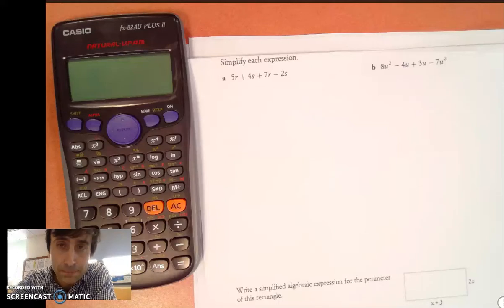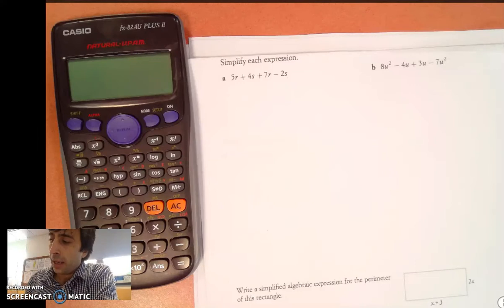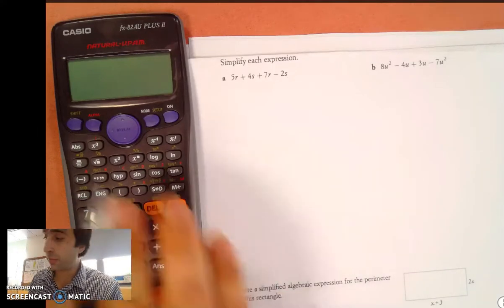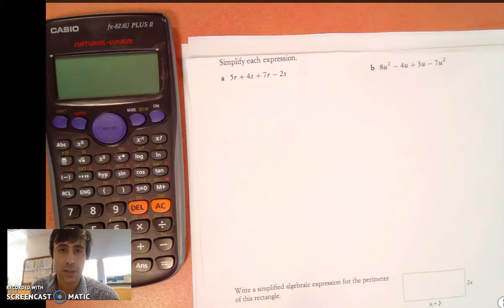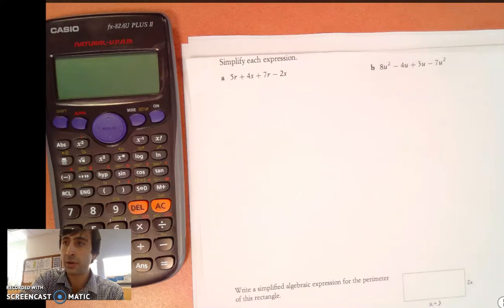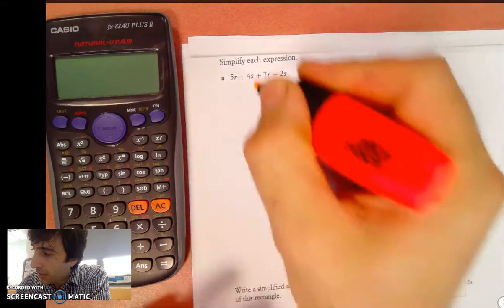Hello, everybody. Now, what I'm going to do today is a simple little lesson on simplifying like terms. We've done this already in Year 8, but there's a really common mistake that we often make when simplifying like terms, because you can only actually add like terms with other like terms. In other words, we can only add, I'll grab a highlighter here, in this case, R's with other R's.